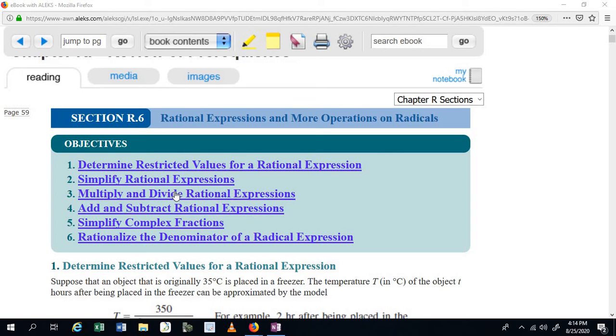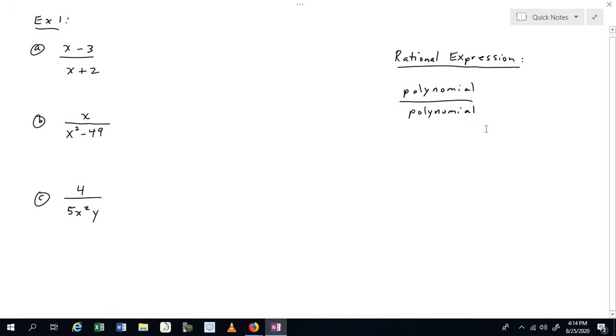Okay, so the first thing I want to do is talk about what it means to be a rational expression. So, a rational expression is simply a polynomial divided by another polynomial. Now, one way of remembering this is rational has the word ratio in it. And so that might remind you that it's the ratio of a polynomial to another polynomial.